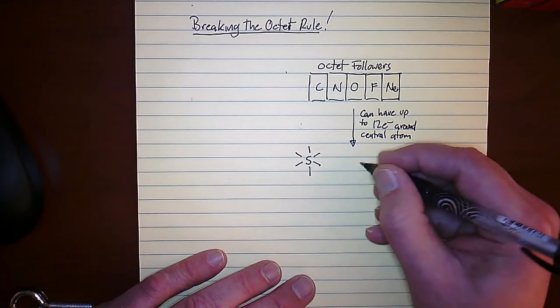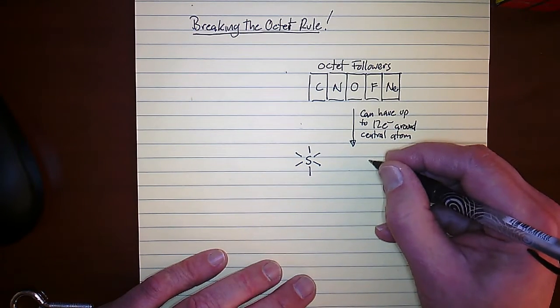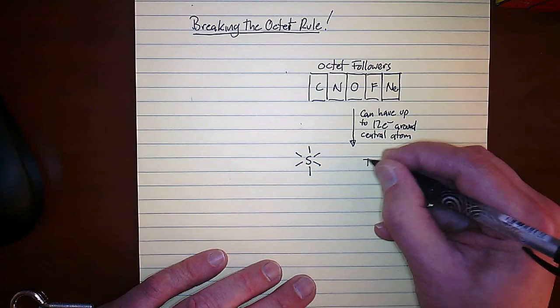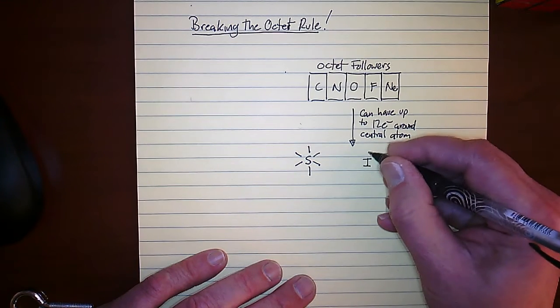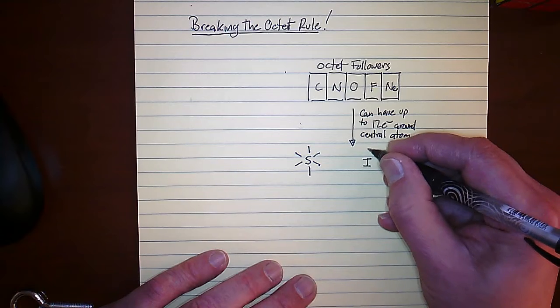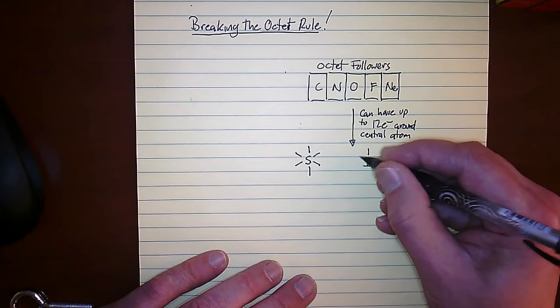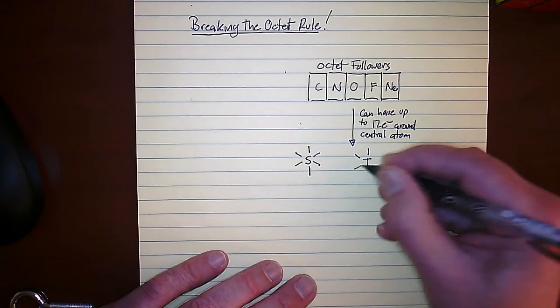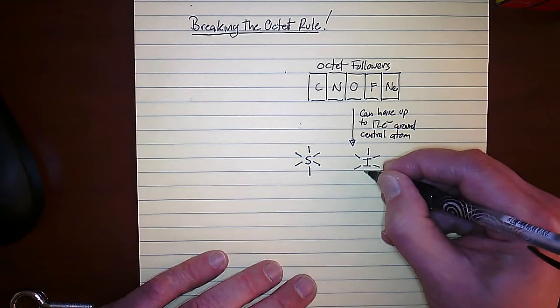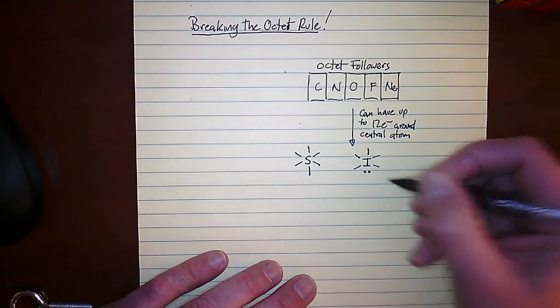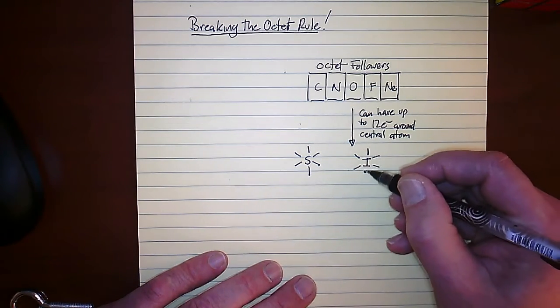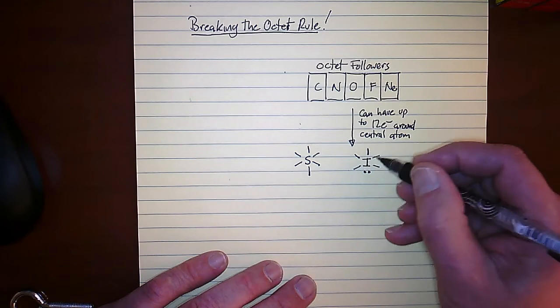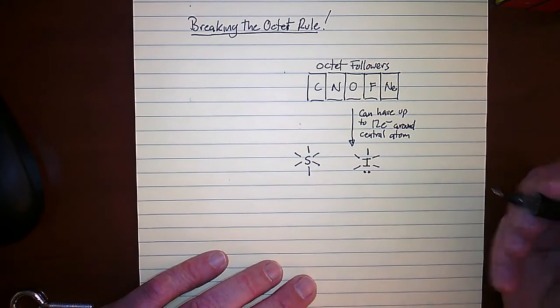Or you might see it with something like iodine, with five bonds around the central atom and one unshared pair. Great, because that's 1, 2, 3, 4, 5, 6 groups of electrons around it.